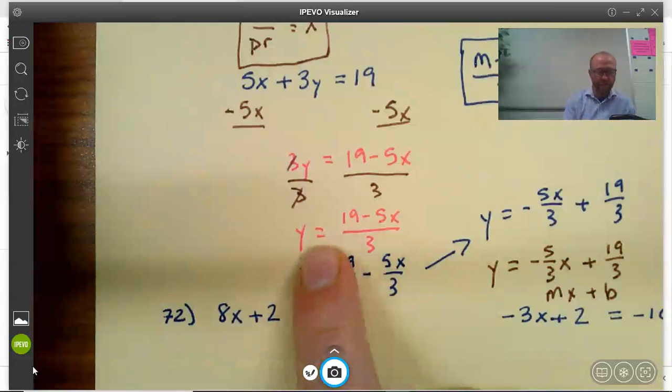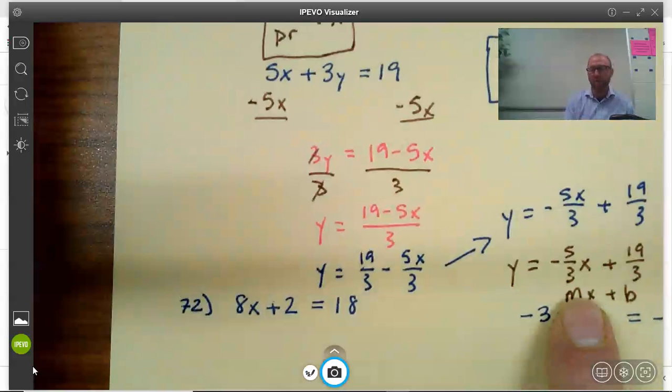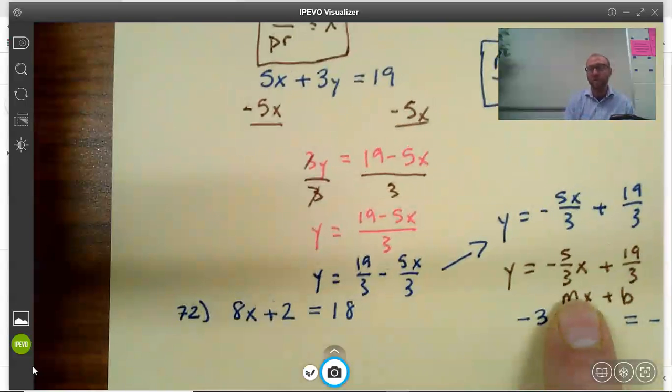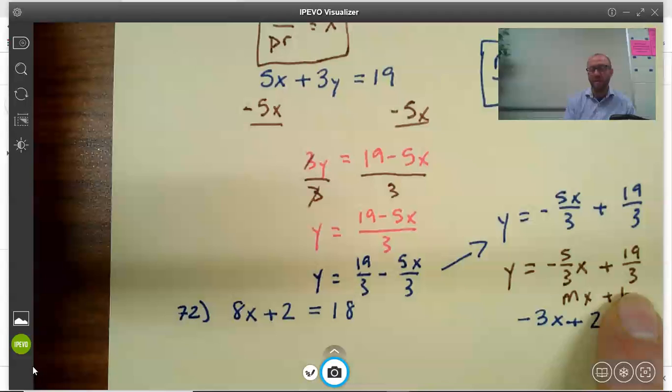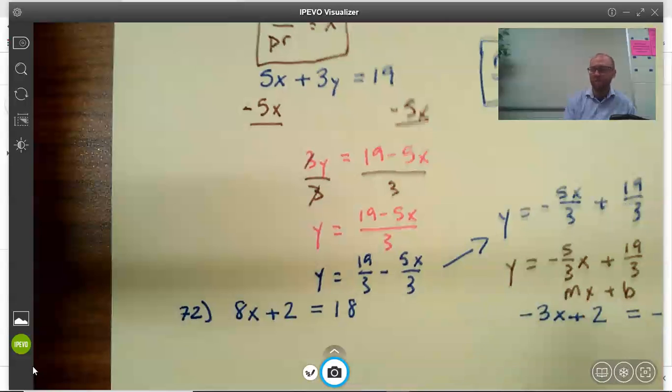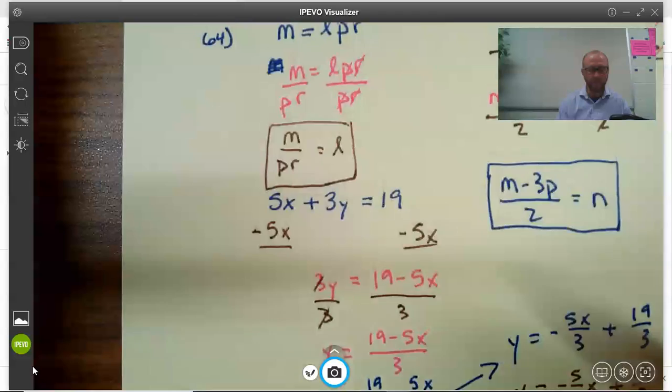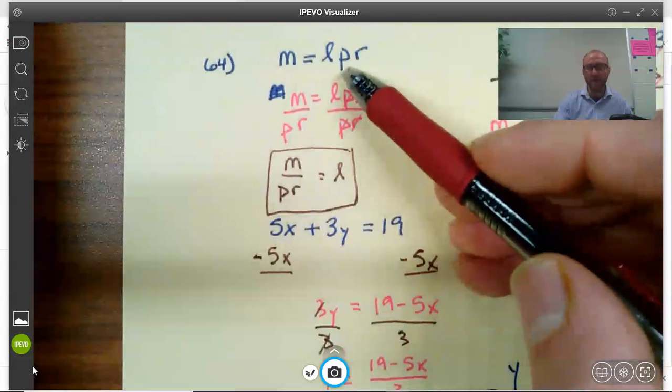If you just had to solve for y, you'd be done here. But if you really wanted it in that mx plus b form so that you could easily graph the line, I know that my y-intercept is 19 thirds, which is kind of an ugly number, and my slope is negative 5/3.